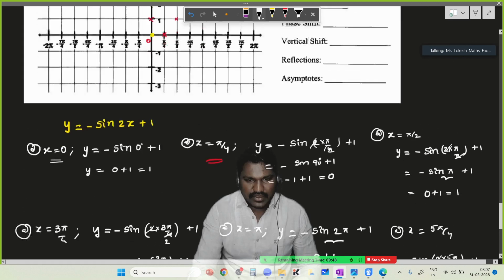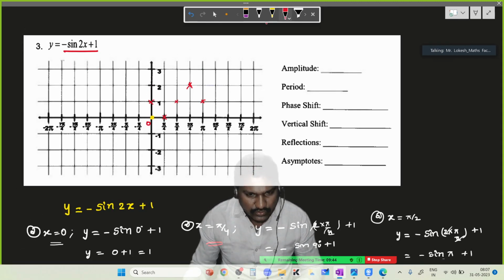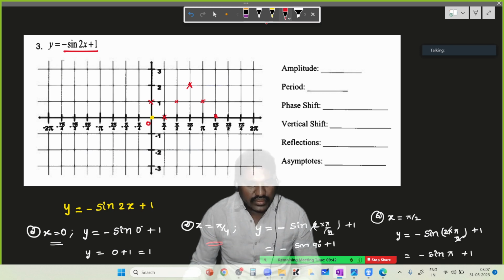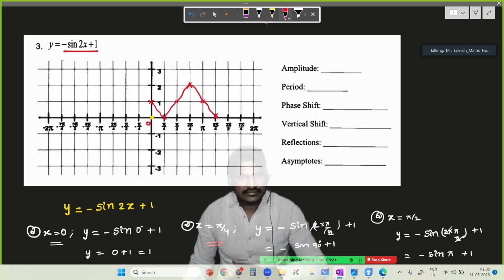So at 5 pi by 4, the value is 0. Now you can see here, the graph will start from here. It goes up to 1 at pi by 2, 2 at 3 pi by 4, again it will come to 1 at pi, and again it will come to 0 at 5 pi by 4. Then it continues like that.